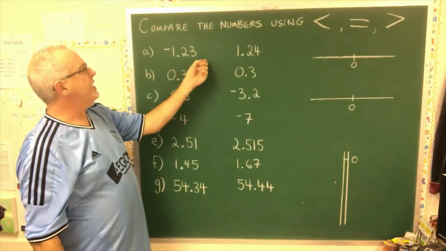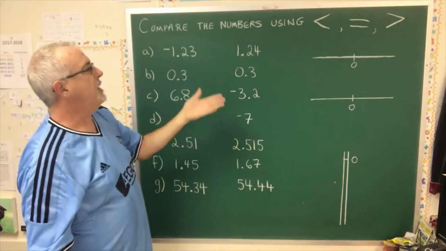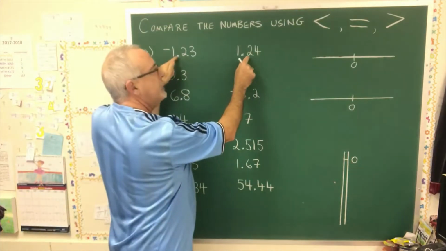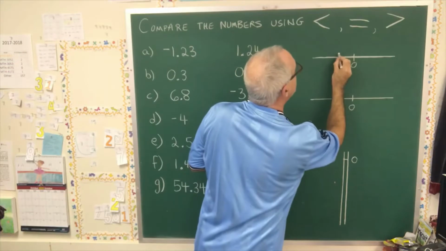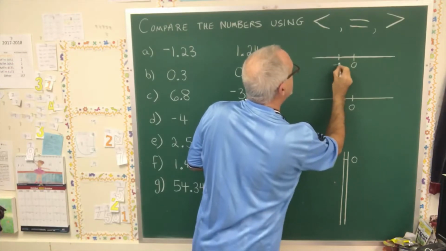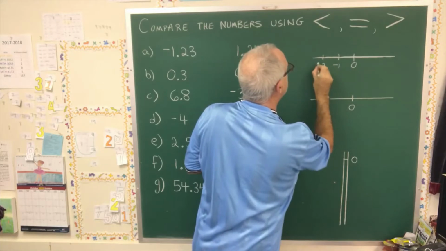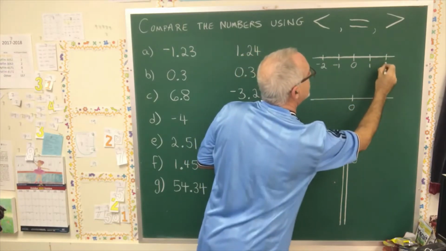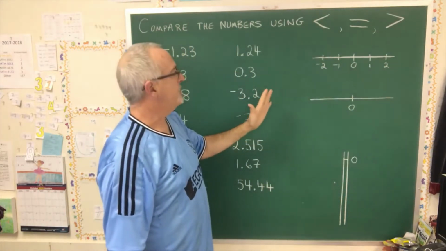For the first one, we have negative 1.23 and 1.24, and I'm going to show how I do this using a number line. I want to be able to fit both of these numbers on the number line, so the way I arrange the number line is to make sure that negative 1, negative 2, positive 1, and positive 2 fit, while keeping the spaces between the lines proportional.